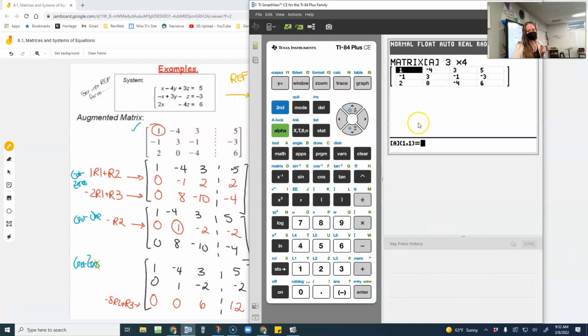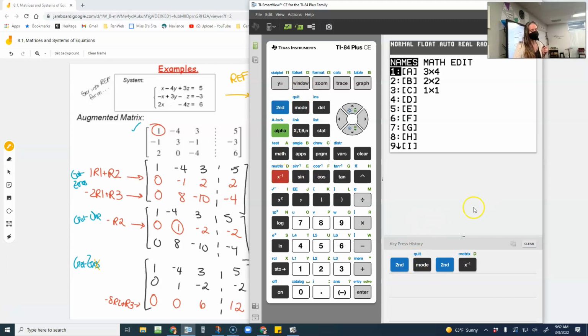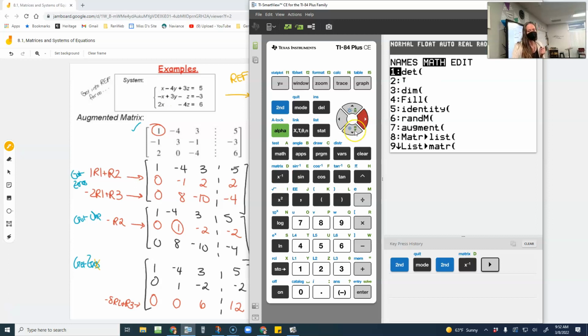Are we just staring at a matrix that's already in our calculator? Is that good? Second mode. See them? There's the buttons. Second matrix. Go to the matrix. Second X negative 1. Second mode. Second X negative 1. Follow the buttons. They're right there. Second mode. Quit. Second matrix. Got it. I want to do some math. You can scroll down.